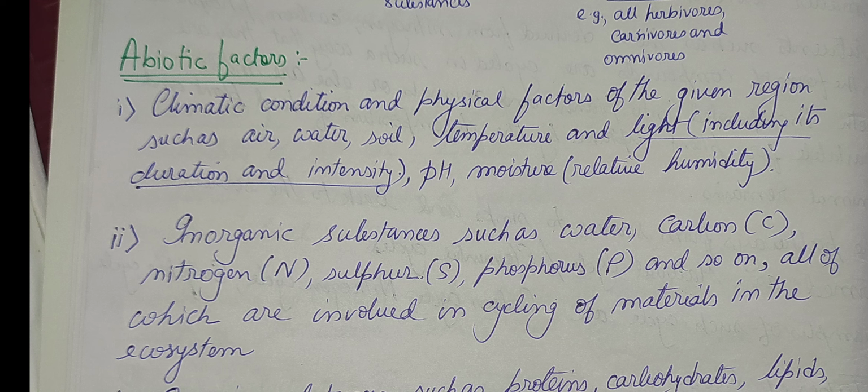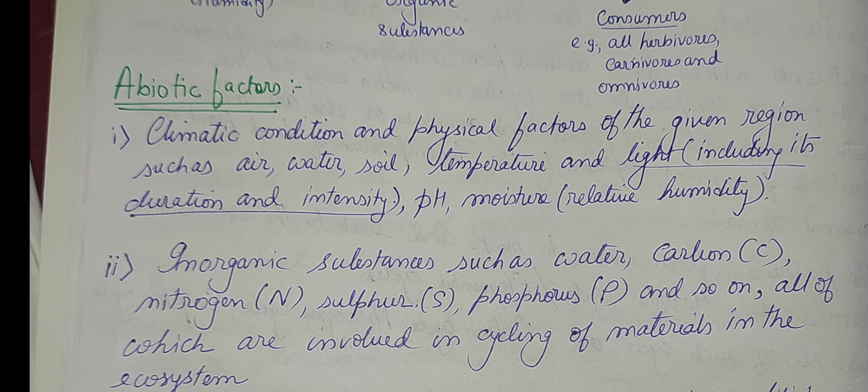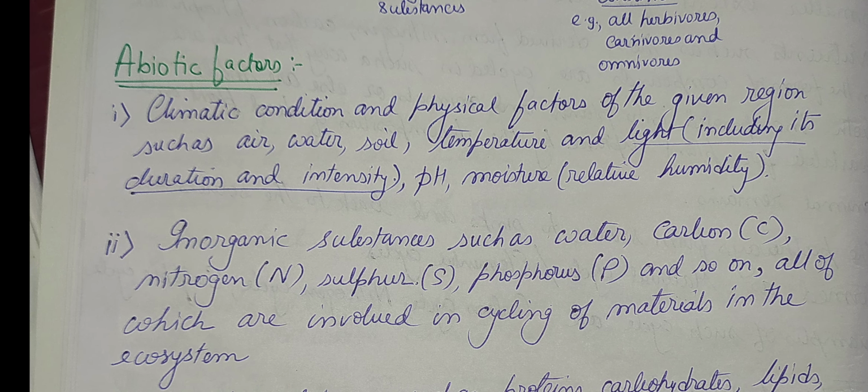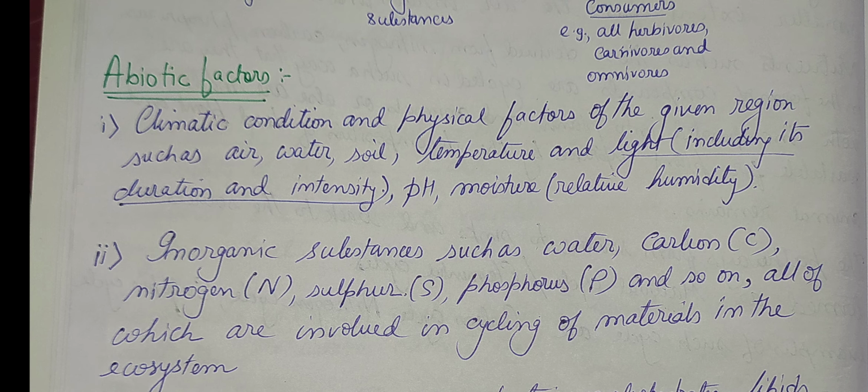Even the light also plays an important role, because light plays an important role for the producers, and indirectly for the consumers also. Okay, it will maintain that cycle, that biological cycle. Okay, in the duration and intensity, how much duration the light is, and what is the intensity or depth of that light.